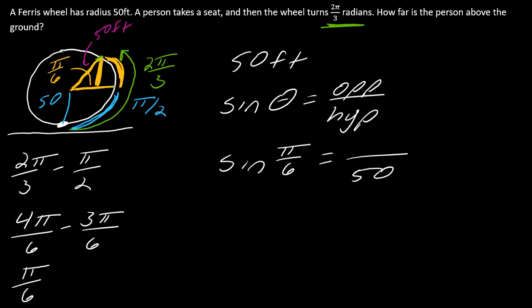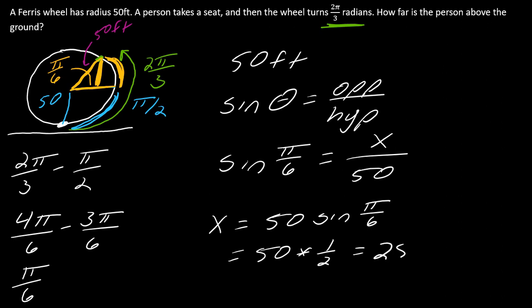Instead of calling this opposite, let's call this x. Then x is just going to be 50 times sine of pi over 6. This works out quite nicely. This just becomes 50 times 1/2, so this is just 25. So my final distance is going to be 50 feet plus 25 feet, so the person is 75 feet above the ground. It's actually a nice little answer here.